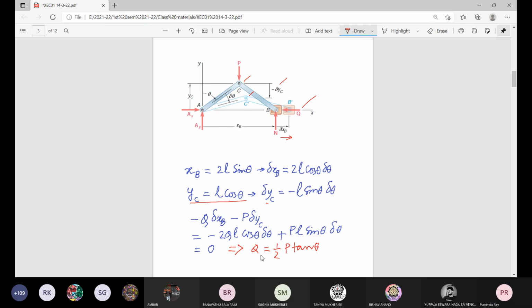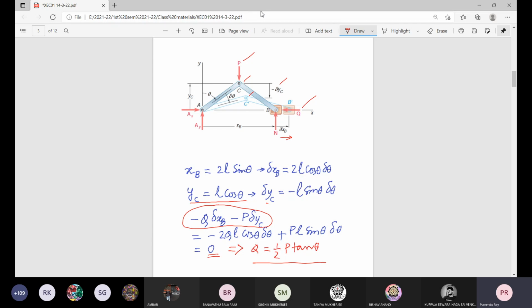And the force P, corresponding to its movement delta YC, is doing some work, and it will be this magnitude del YC and this magnitude P positive. So P L sine theta delta theta. And the algebraic summation of this work done is equal to zero, which gives the relation Q is equal to half P tan theta.